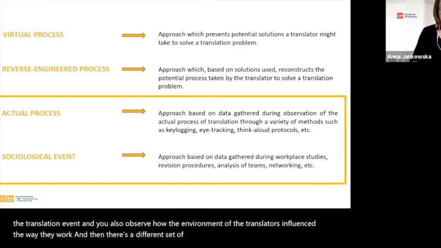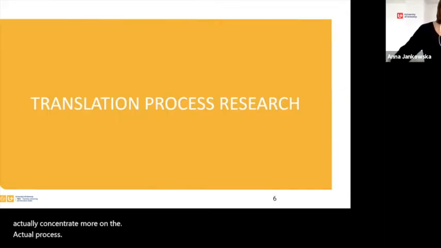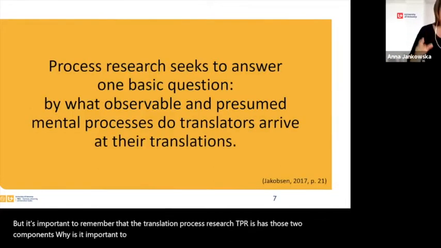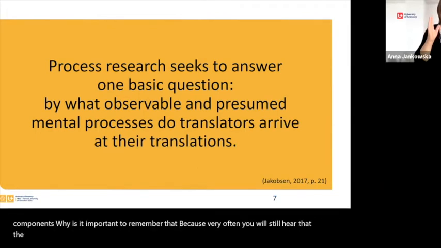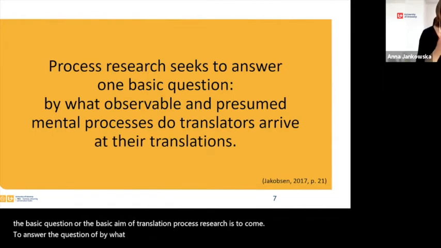Today, we'll concentrate more on the actual process, but it's important to remember that translation process research, TPR, has those two components. Why is it important to remember that? Because very often you will still hear that the basic aim of translation process research is to answer the question of by what observable and presumed mental processes translators arrive at their translations.